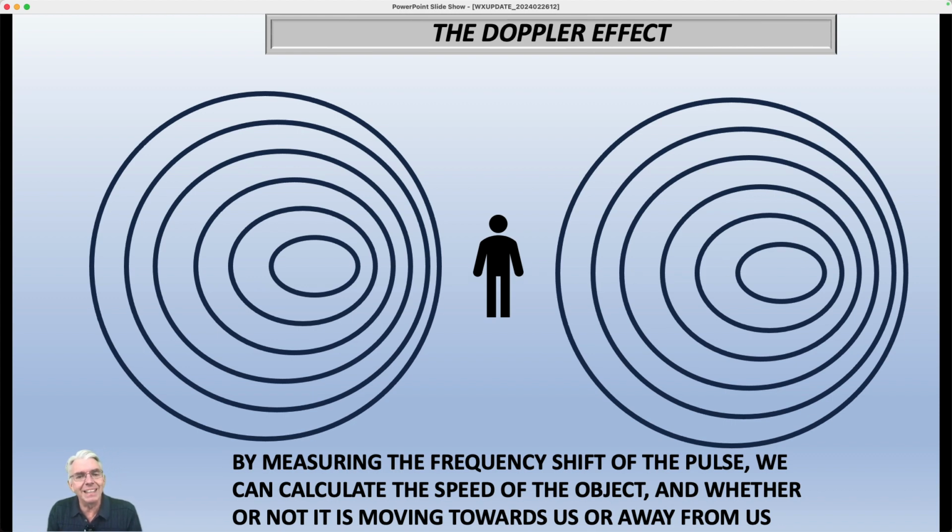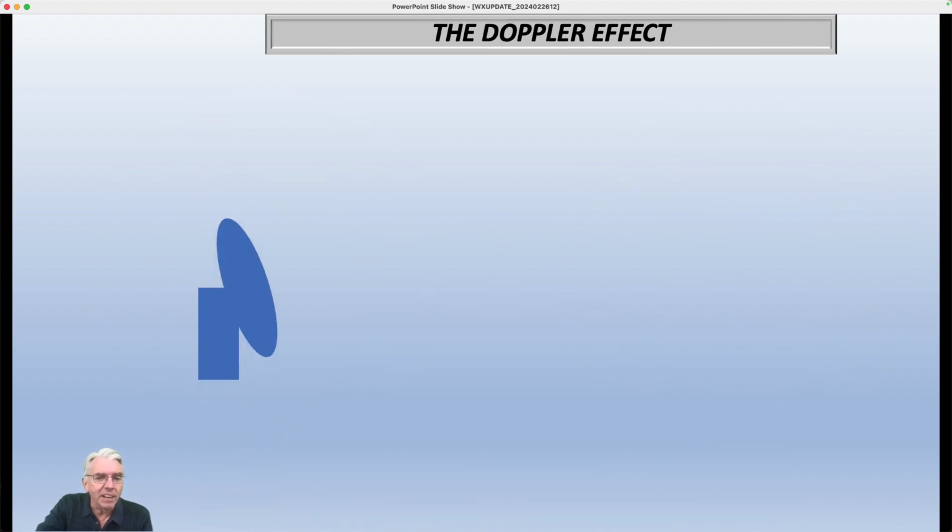So by measuring that change in the frequency, we can calculate whether or not that object is moving away from us or toward us and how fast. However, there can be an issue here. Here's the radar, here is a raindrop, and as long as that raindrop has some component of motion, either away from or toward the radar can detect what that component of motion is.